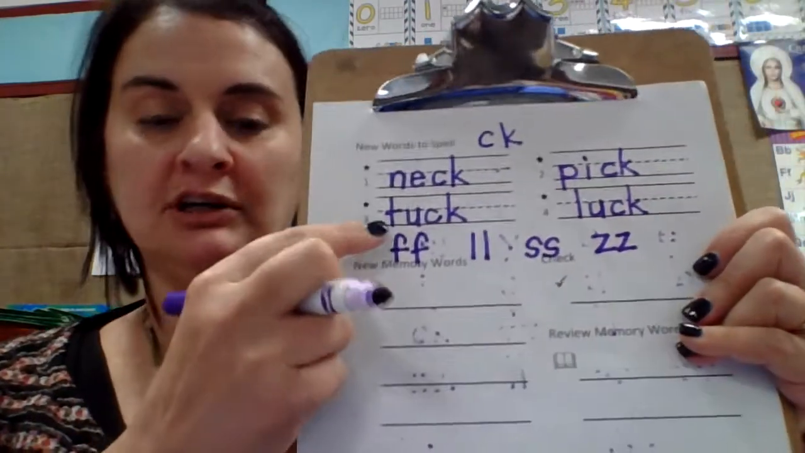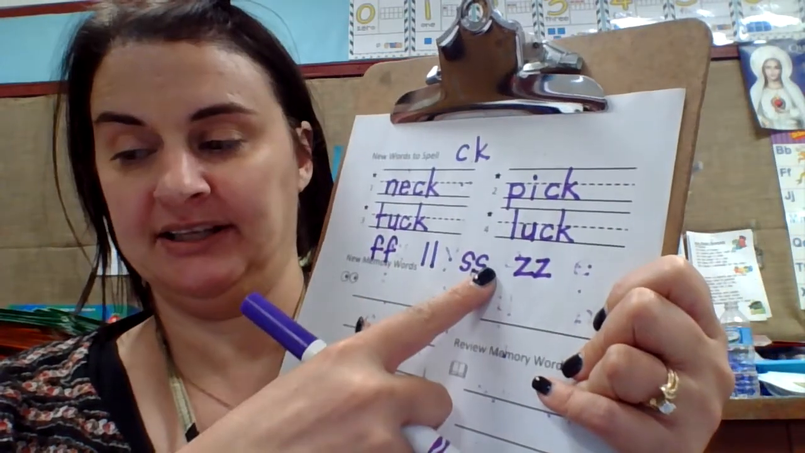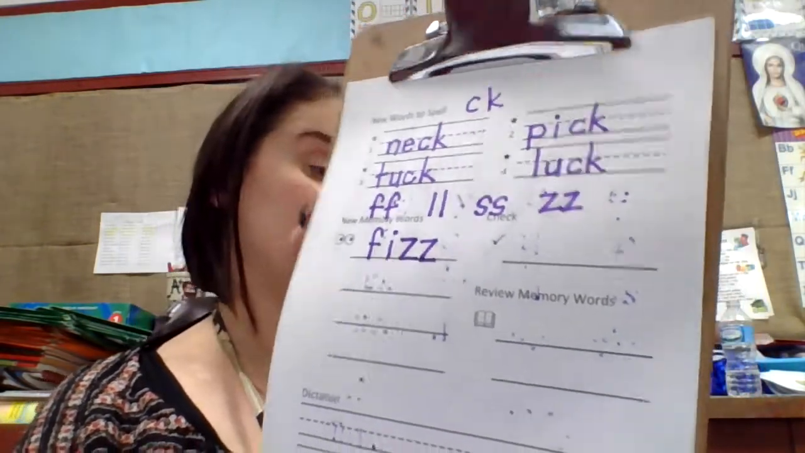Now, instead of sight words, this time we're going to write floss rule words. Remember that floss rule is F-F, L-L, S-S and Z-Z at the end of a short vowel word or syllable. So each of these words is going to have one of these spellings. Got it? First word is fizz. F-I-Z. Fizz. Did you remember ZZ? Good job. Next word, pass. P-ass. Pass. Write the P and the A and the S.